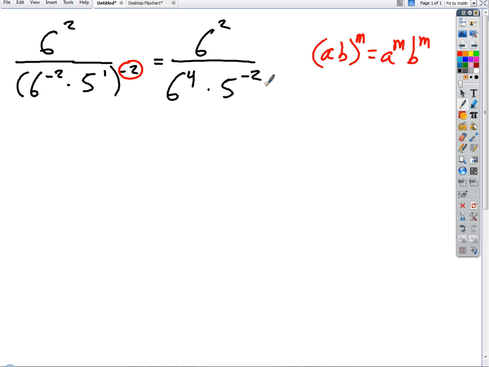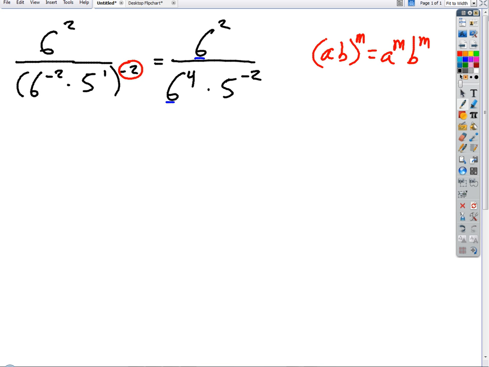Now, do I have any like bases? Yeah, the 6s. The 5 is a loner, already by itself, but there's a 6 and there's a 6. So I've got to deal with that now. What's my rule? If we divide like bases, we subtract the exponents, but we keep the base where it has the most power to save some steps.